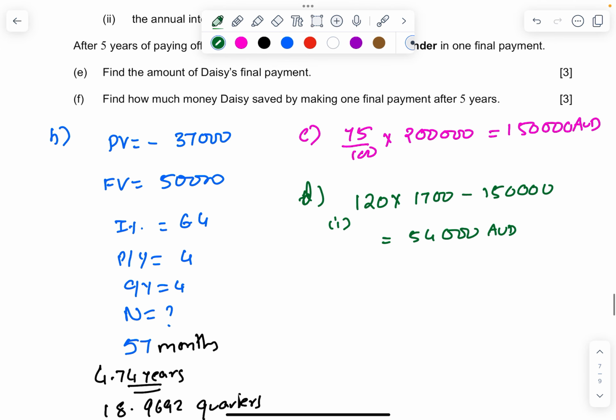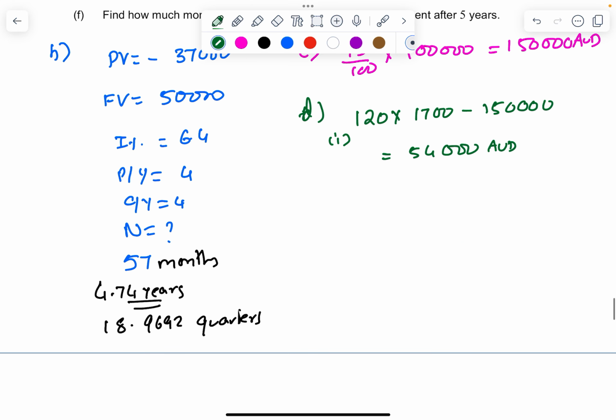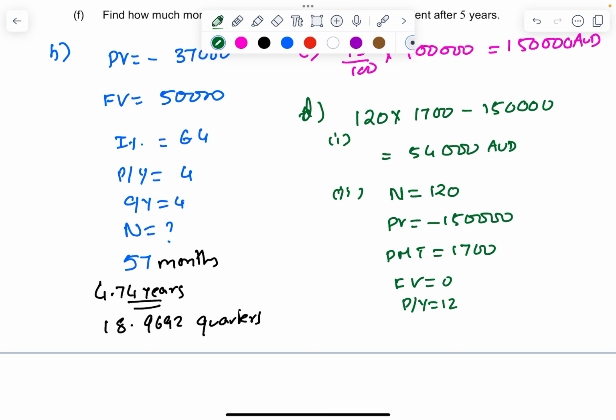Part 2, the annual interest rate. So for part 2, annual interest rate, n is going to be 120. Principal value is minus 150,000. You can use plus 150,000 also. PMT is going to be 1,700. Future value is 0. Periods per year is 12. Compounded per year is 12. Then keep R equal to 0. Then you should be getting the value of R as 6.46%. That's going to be the answer.